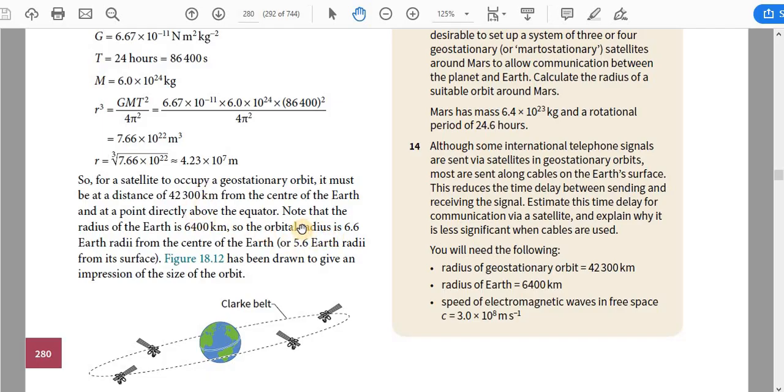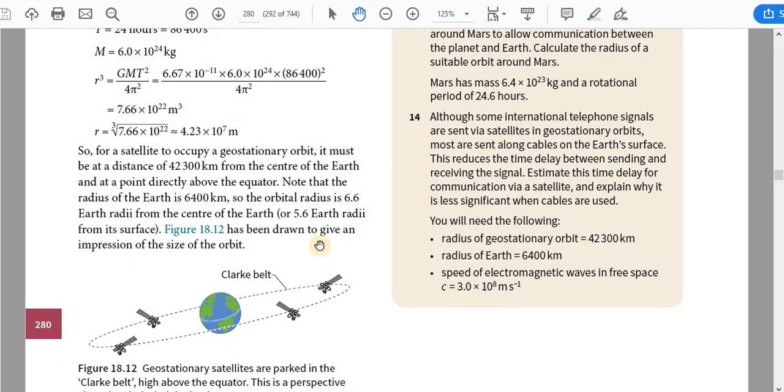And you can see in terms of the Earth's radius how many times this is. Okay, so the orbital radius is 6.6 times the Earth radii from the center of the Earth. So what you do is divide this by this, then you would get 6.6, or 5.6 Earth radii from its surface. When you subtract this from this and divide it by this, you will get 5.6, because when you subtract this from this, you are getting the distance from the surface of the Earth to that satellite.